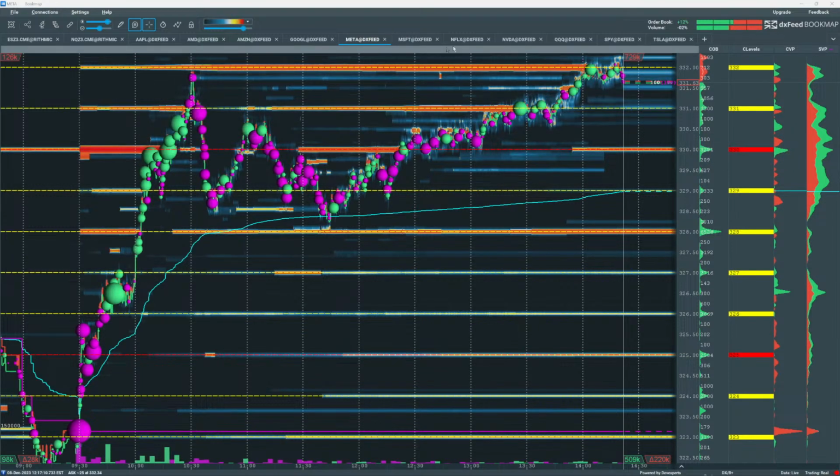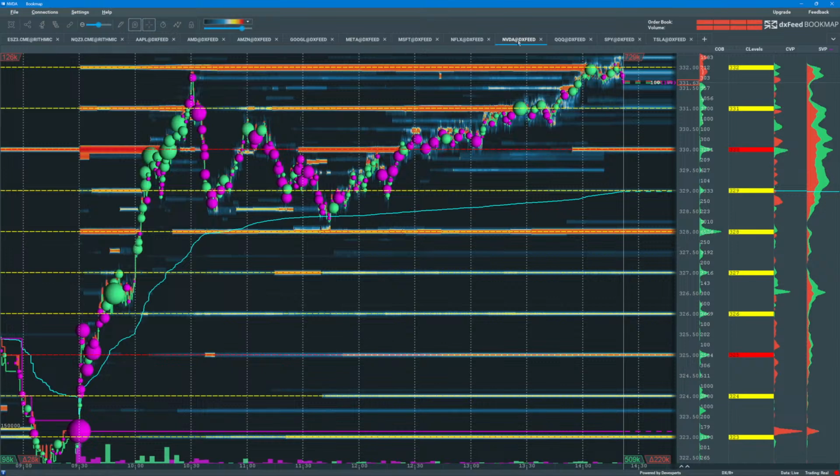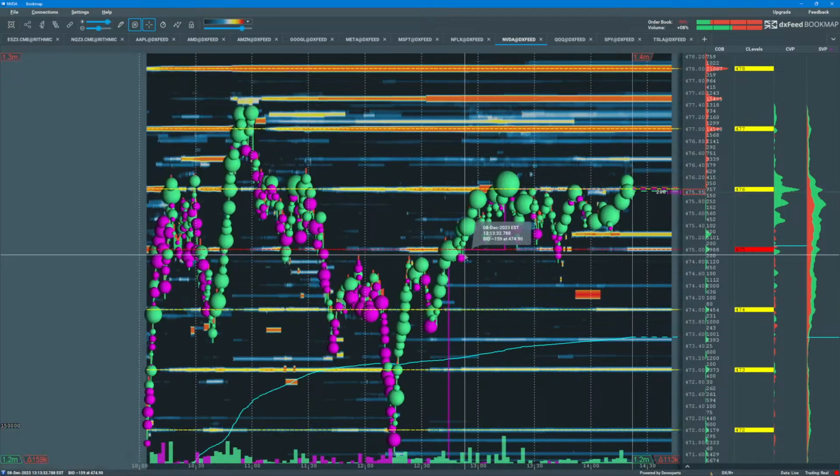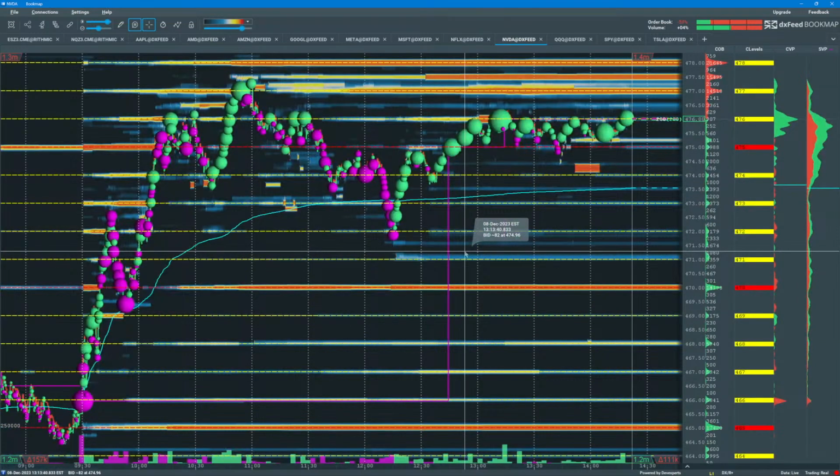All right, the next is NVIDIA. And for NVIDIA, 470 is the call wall, so a pretty substantial breach of the call wall for NVIDIA. Let's go take a look at Hero, see what options traders are doing.